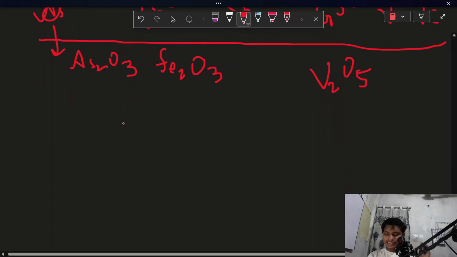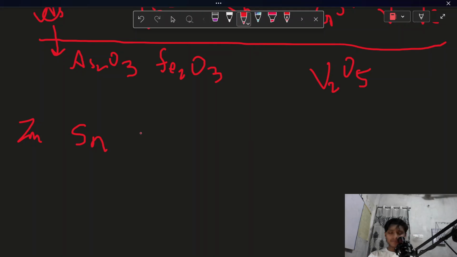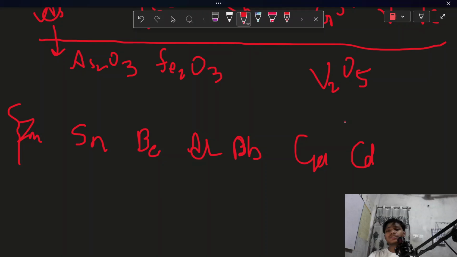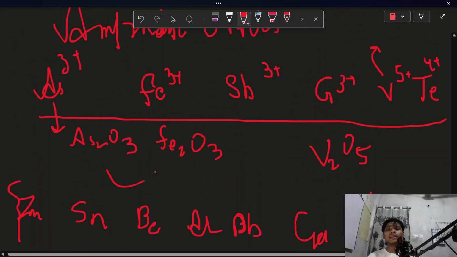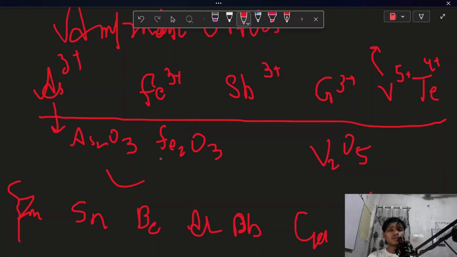Next, some metals have all their oxides always amphoteric. For example zinc, Sn, beryllium, aluminium, lead. So these are some metals that you can just directly recall: lead, gallium, cadmium, right. So all oxidation states, all OS, means all oxidation states are actually amphoteric, right. So this is something that you can remember. And many questions come on amphoteric oxides, and all questions you will be able to solve them, right.